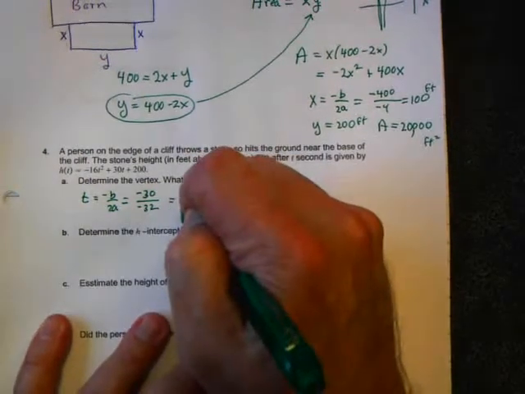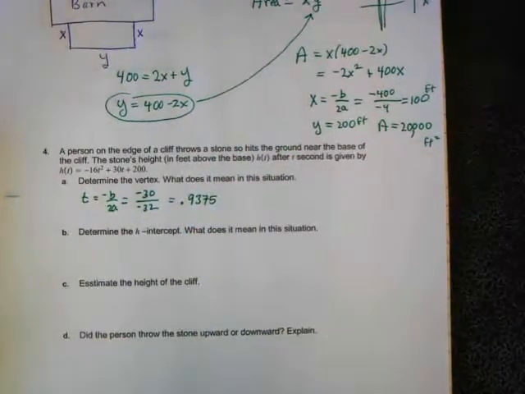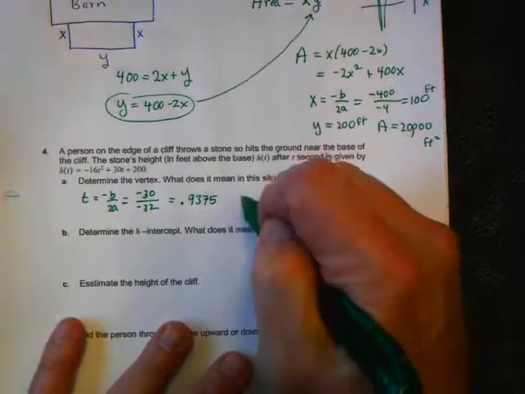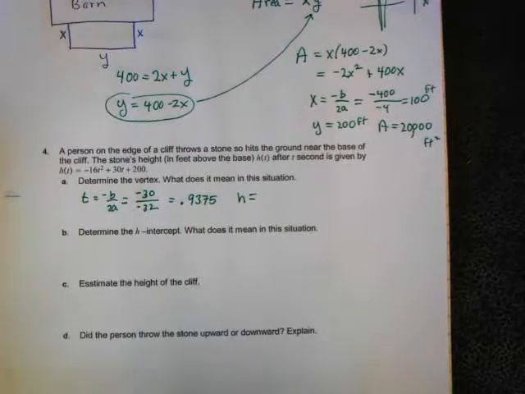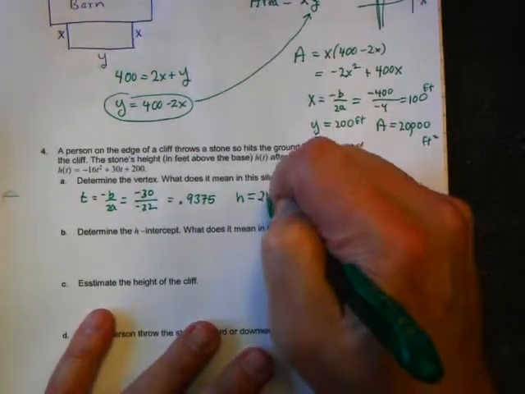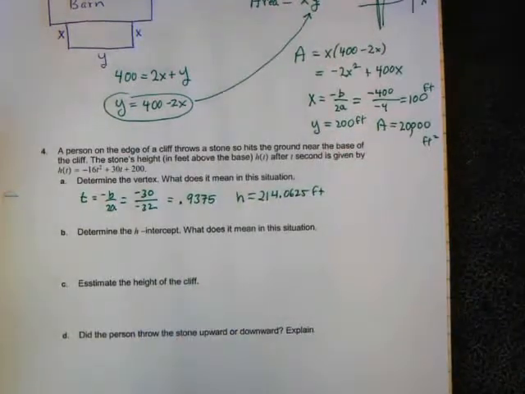That's 0.9375 if you want to go with a decimal. Then I take that number and I plug it in. I would have h equals negative 16 times that number squared plus 30 times that number plus 200. I get 214.0625. That would be in feet. All right, so there's the vertex.